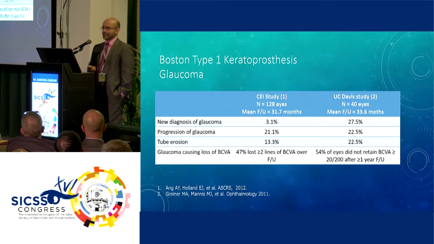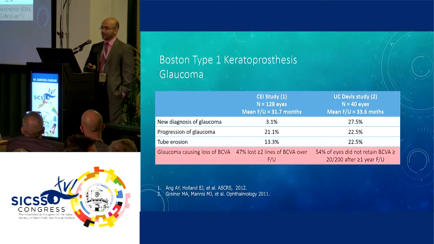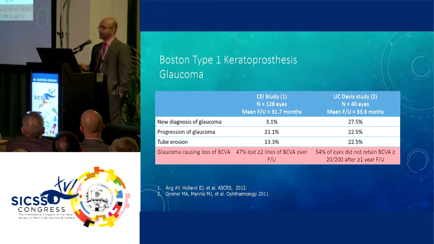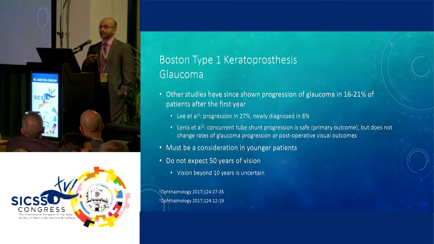And so this is data from 2012 and 2011 from multiple centers showing the rates of glaucoma. And the key data I want to show you is the glaucoma causing visual loss. At the CEI study, 47% lost 2 lines. At the UC Davis study, 54% weren't able to retain 20/200 vision. And more data has actually made the story even worse.